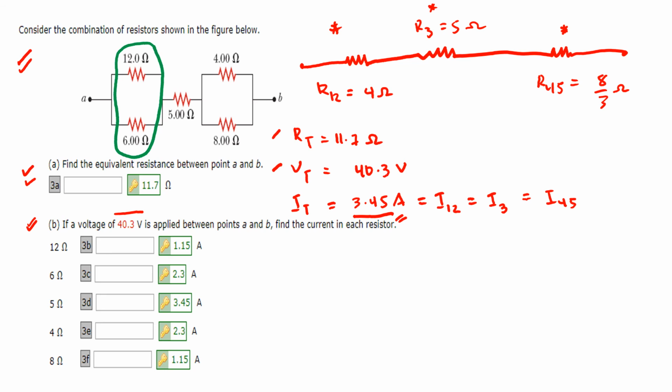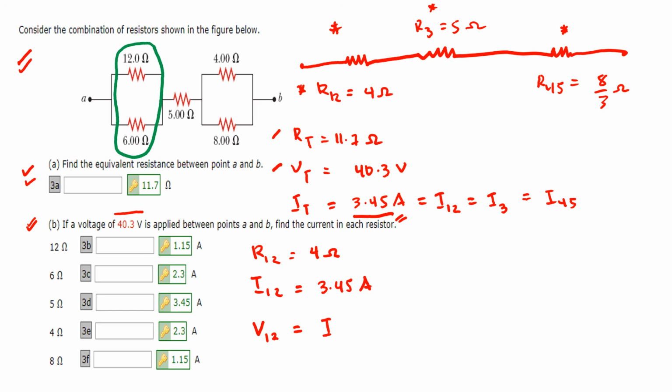So now let's look at R12. We have R12 equal to 4 ohms. We also have I12, or the current through R12, and that's equal to 3.45 amperes. Then we can solve for voltage 12. How do we do that? Use Ohm's law.